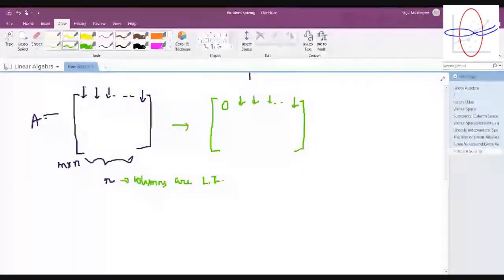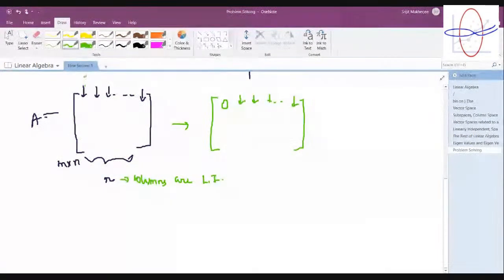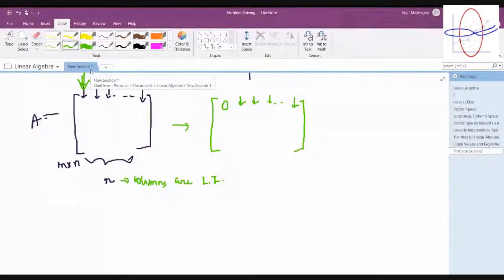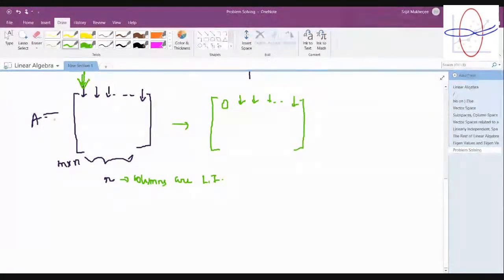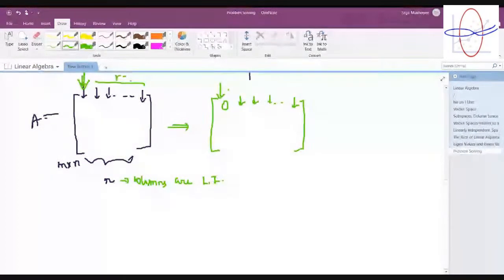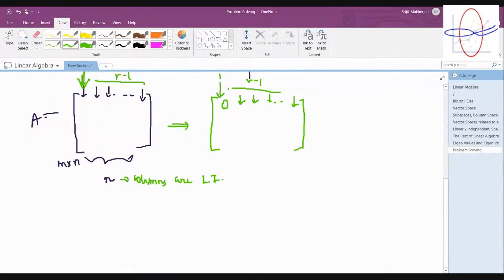The idea is that you can assume this is one of those linearly independent columns. Always you can assume the first is a linearly independent column, and the rest of the r minus 1 are already there. This is the 1 and this is the r minus 1. So when 0 is introduced, what can happen? This can become dependent on those r minus 1 vectors.